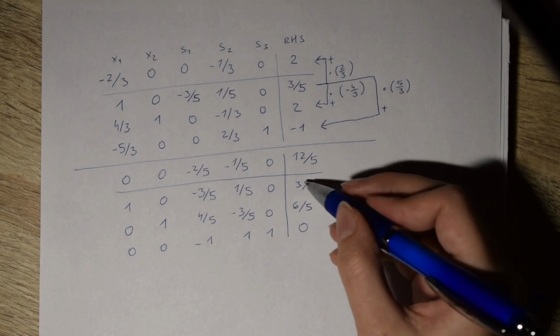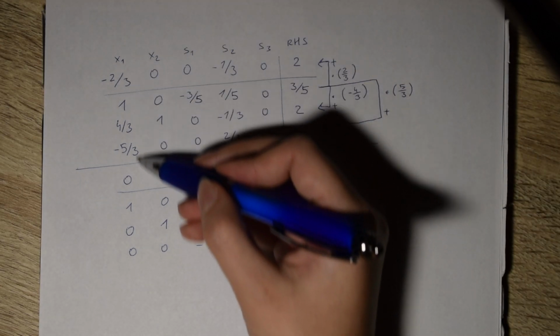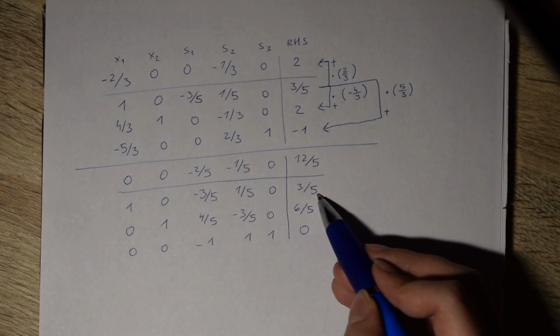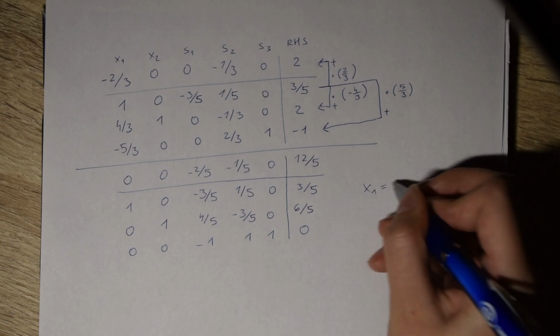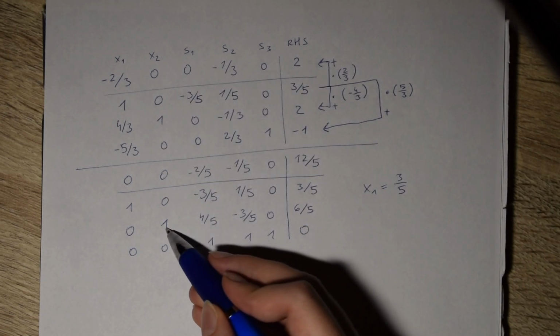We don't have a negative value in the right-hand side, so our algorithm ends. Optimal value for x1 is 3/5. Optimal value for x2 is 6/5.